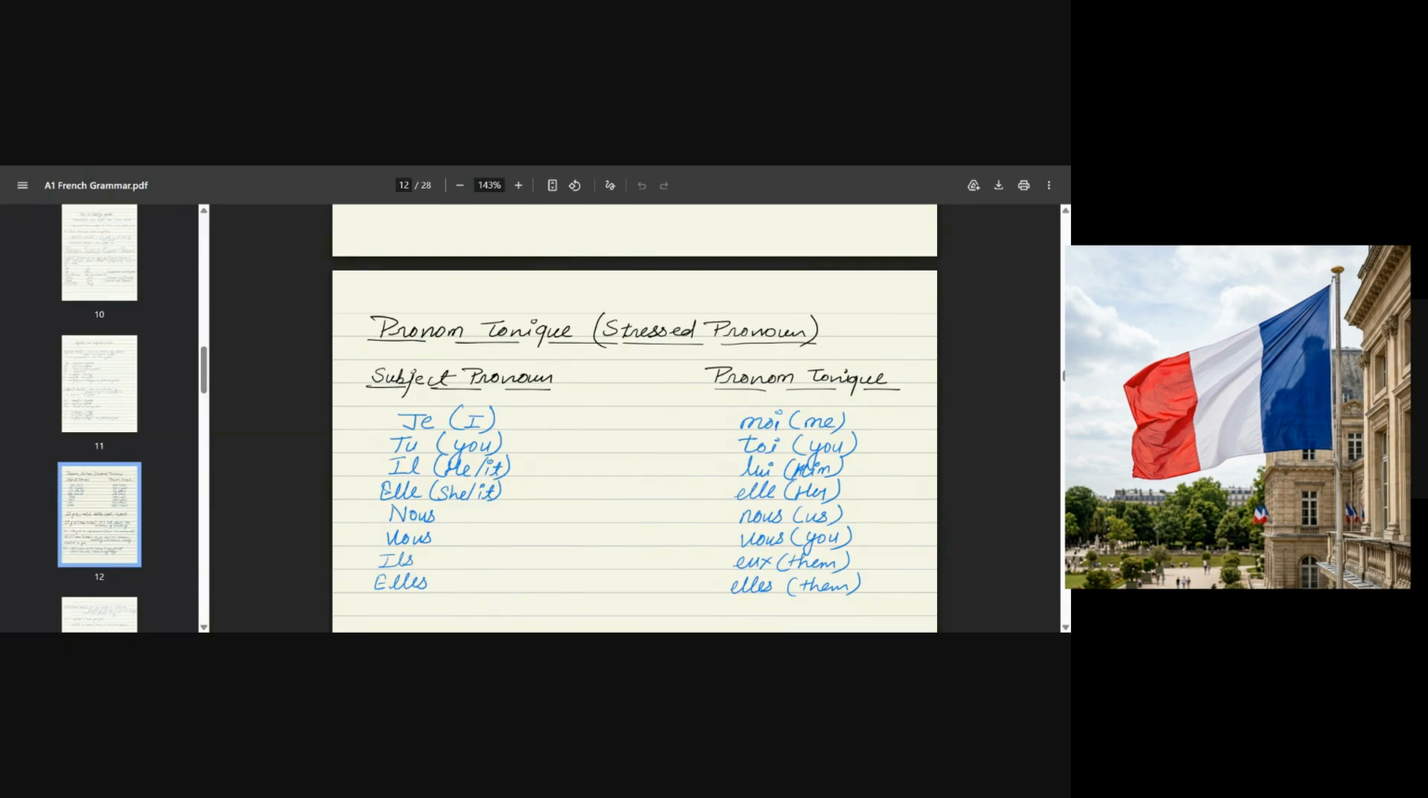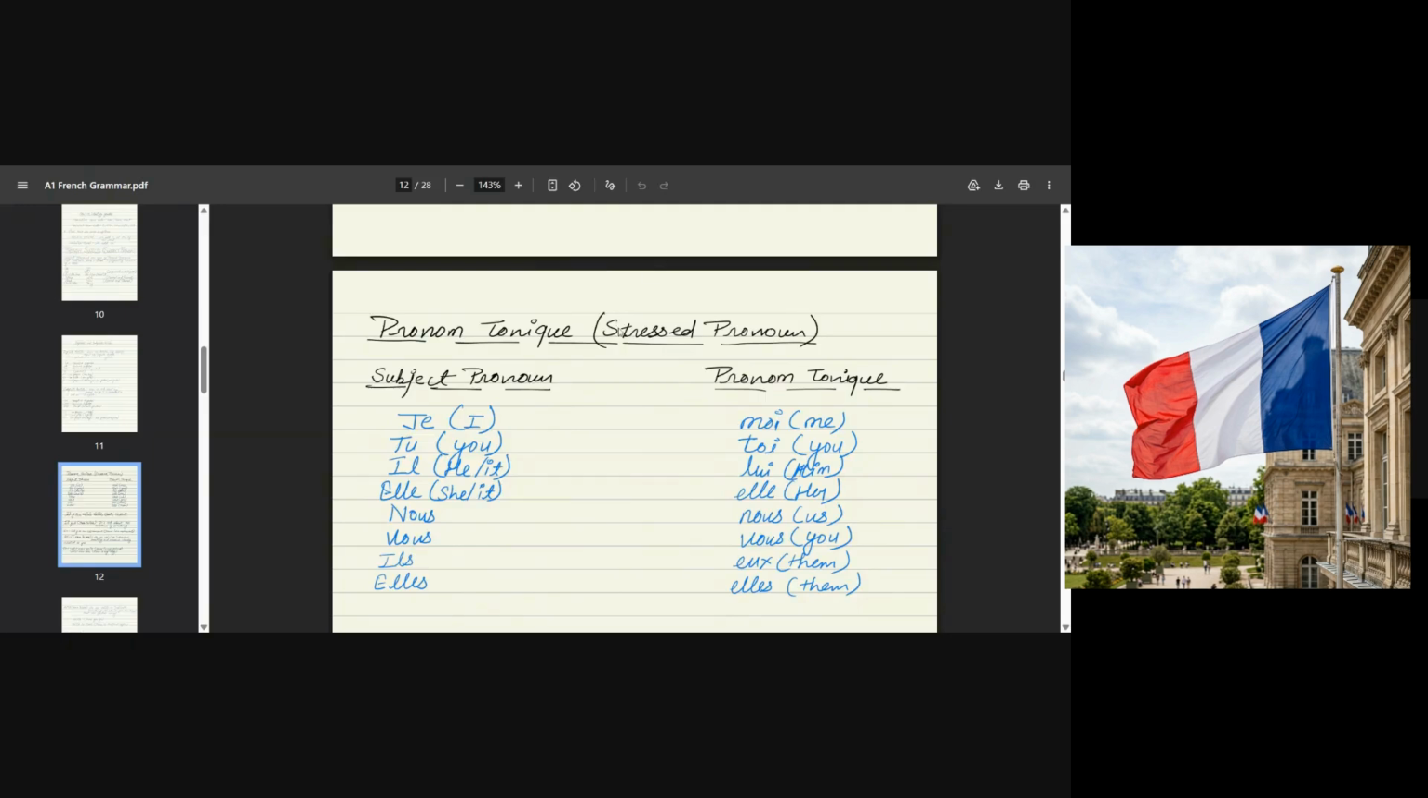Tu will change into toi, which means you. Il, which means he or it, becomes lui, him. Elle, she and it, becomes elle, her. Nous will become nous, which means us. Vous will be vous, which means you.